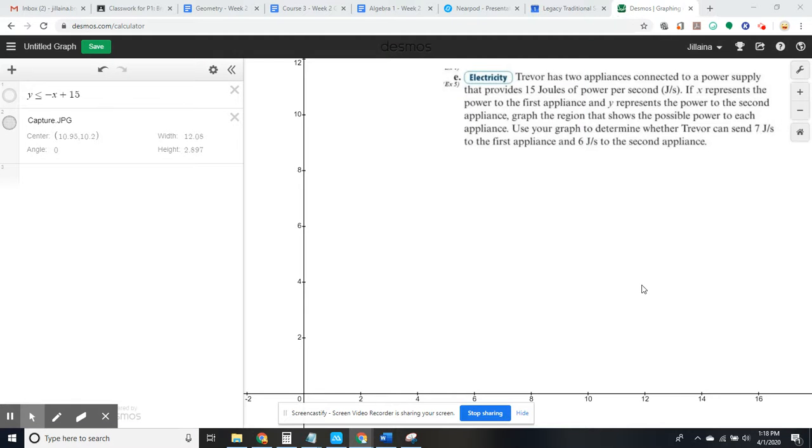Hi, Geometry. Just wanted to go over lesson 88, practice problem E, just in case you get stuck on this word problem a little bit.